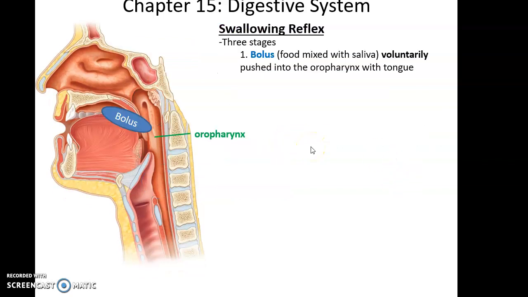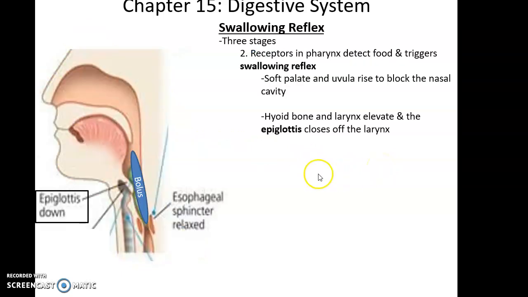So the swallowing reflex starts off as we push the bolus toward the back of the oral cavity. The bolus is the term used for food that has been chewed up and mixed with saliva. So again, using our tongue, we voluntarily push the bolus toward the oropharynx. When it reaches a certain point, the swallow reflex triggers.